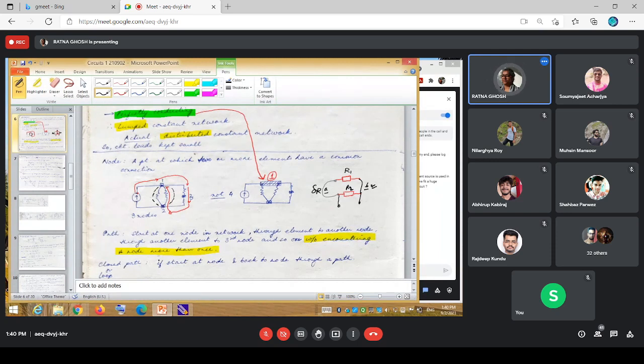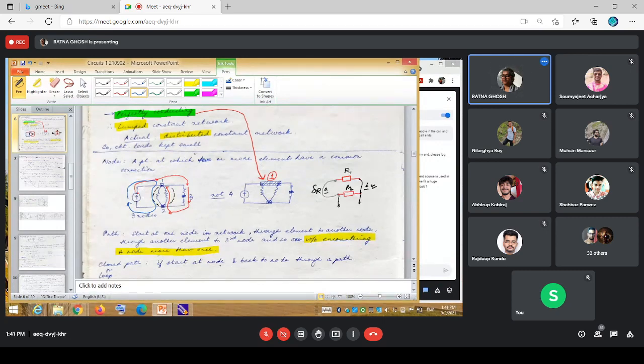A closed path is when you start at a node and come back to the node. Which of the two is a closed path? The red one or the black one? Black one. The black one is a closed path. We started at 1, came to 2, ended at 1. Even if I had started at 1, come through 3, to 2, and back to 1, that would have been a closed path. Alternatively, if I started from here and went this way, back to this would also be a closed path.